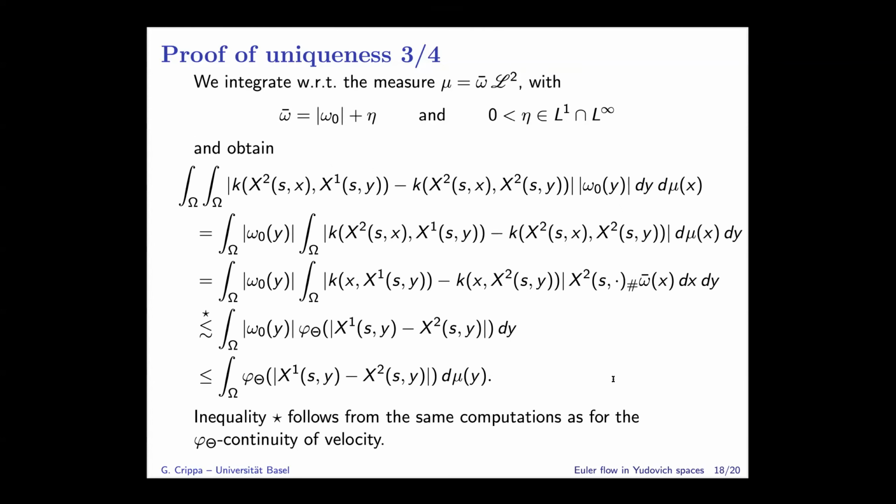Once I do that, I can start Fubini-ing my integrals. So I swap the order of integration, and that's what I get. The point is that I reconstruct again an integral of phi theta, the modulus of continuity, of the difference of the flows, multiplied with the modulus of the initial vorticity. Here I use basically the same computations I was doing at the very beginning for the modulus of continuity, a variation of them, in fact, in which you already bring the modulus inside at the beginning. And then you change variable again, and then you get this.